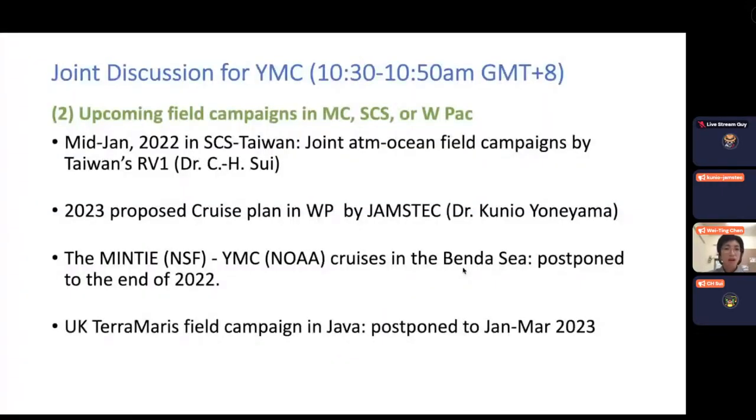So that's the JAMSTEC plan for 2023. I think Qi Dong mentioned the US cruise in the Banda Sea, which is postponed, and the new date would probably be the end of 2022. And the UK Terra Maris field campaign, which I think Kunio also mentioned in his talk, is also postponed to 2023. So overall, hopefully from the end of 2022 to early or mid 2023, we will resume some major scientific observation activities over the Maritime Continent area. So let's keep our fingers crossed, and keep in touch with each other to continue these YMC efforts.